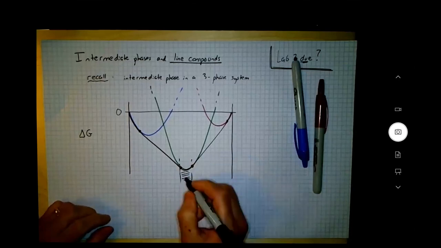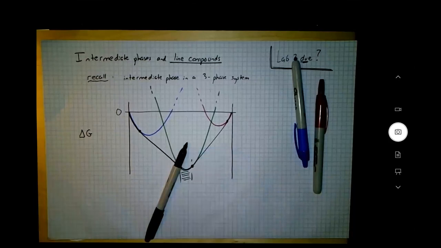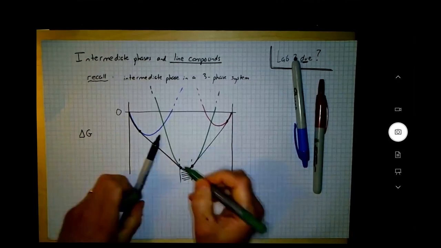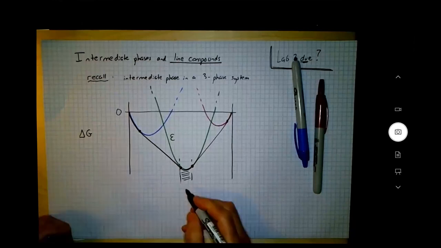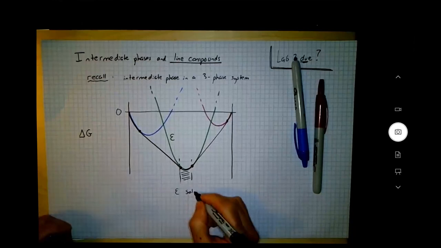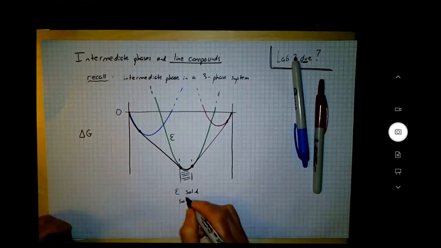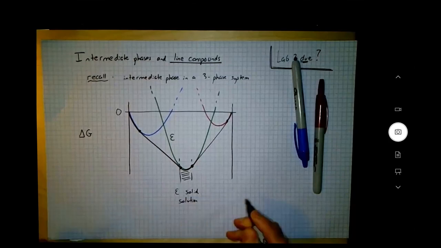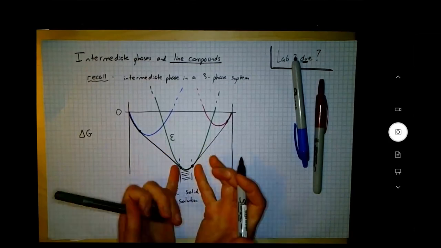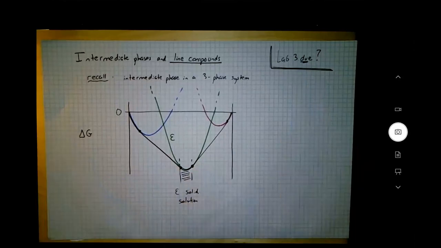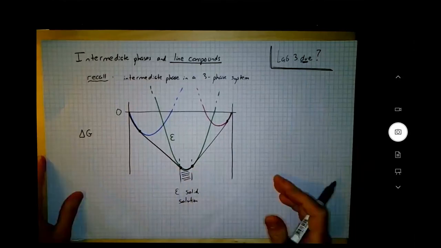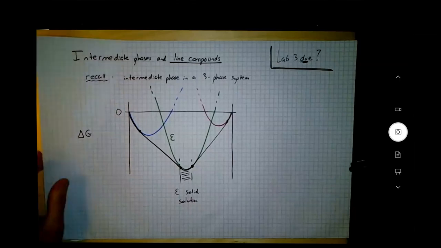I didn't label this phase. Let's call this phase epsilon. This region of composition was an epsilon solid solution. So there's a finite range over which you have a solid solution. That is, the epsilon phase has variable composition within a range. Okay.